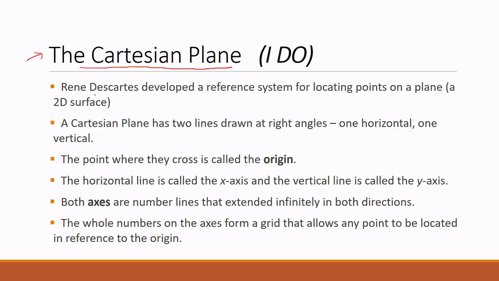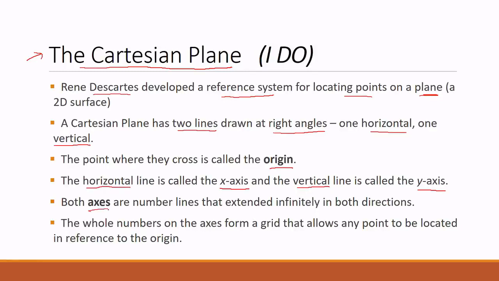The Cartesian plane was invented by a French mathematician called Descartes, and it was a reference system. It's a grid reference system for locating points on a 2D surface, which we call a plane. The Cartesian plane has 2 lines drawn at right angles, one drawn horizontally and one drawn vertically. The point where those lines cross is called the origin, and we define the horizontal line as the x-axis, and the vertical line as the y-axis. You may have already heard of an x and y-axis when you are graphing.